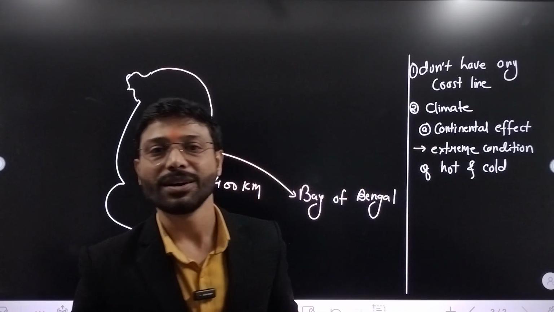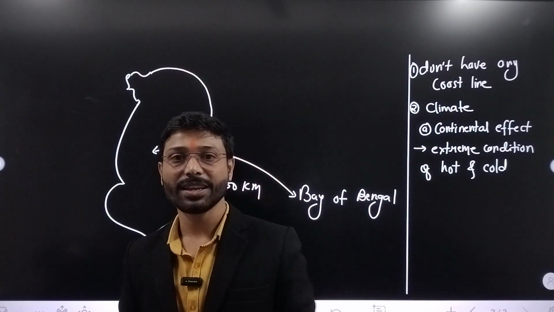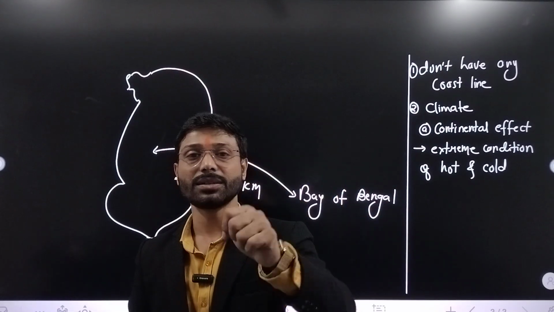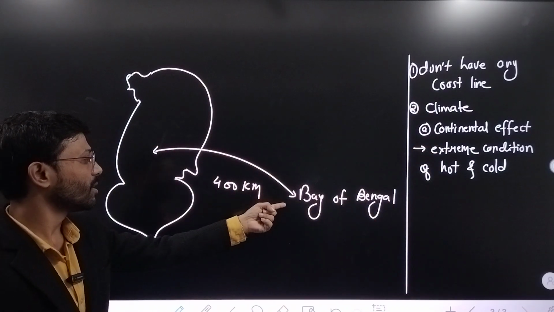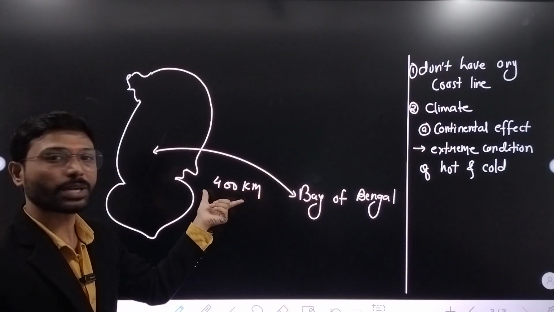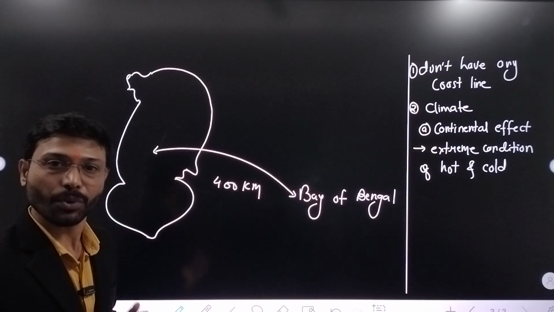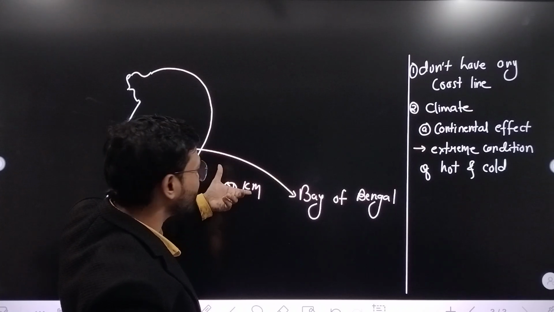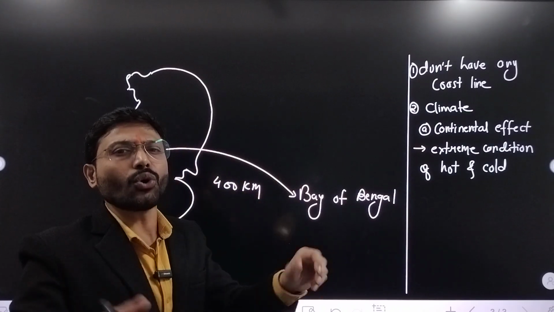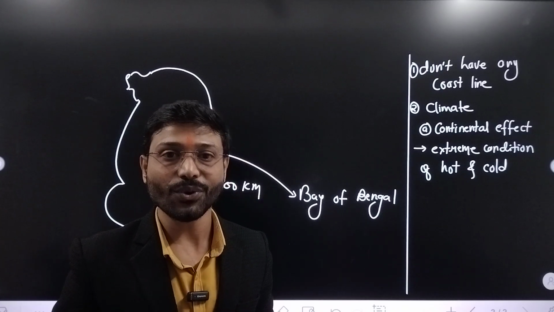This is the reason, my dear, why you are getting a season of summer, a season of rainy, a season of winter. This is because we have a continental effect for being apart from the Bay of Bengal approximately 400 kilometers, and this is a positive thing for us. The second concept that is a positive thing is no sea mean effect, my dear, and this point is also important for you.